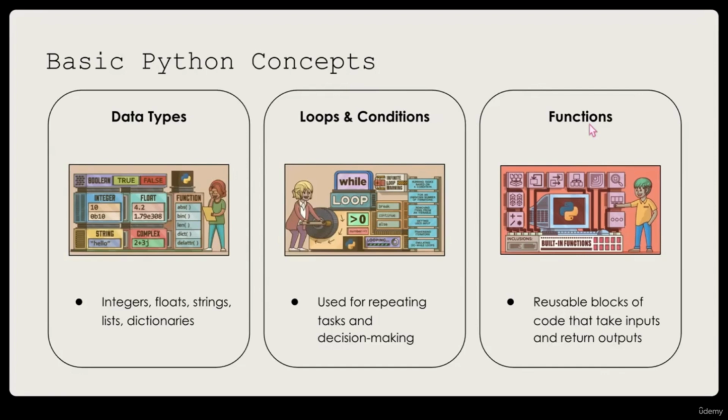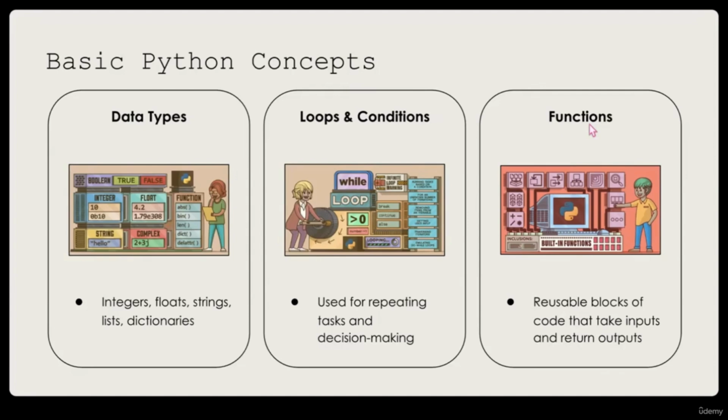Next, we have conditions. Let's say you only want to analyze some reviews, and you only want to analyze ones that have a rating above 4. So you could use a condition block. You could do: if the rating is greater than 4, then analyze it, and you would code it that way.